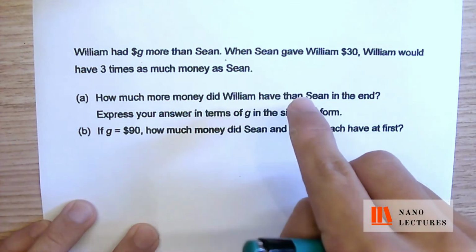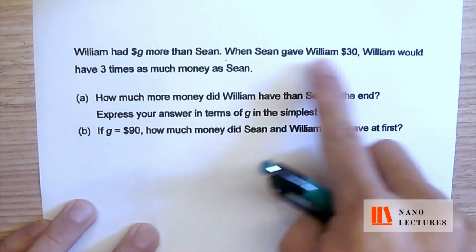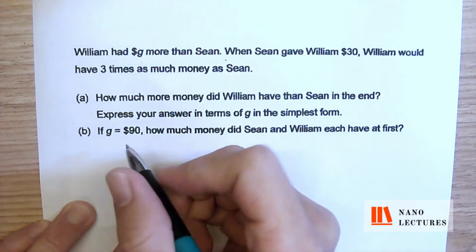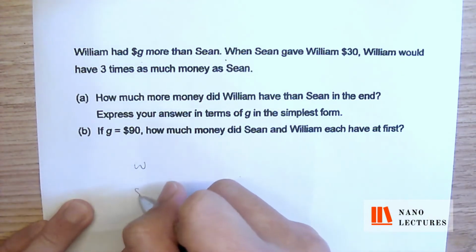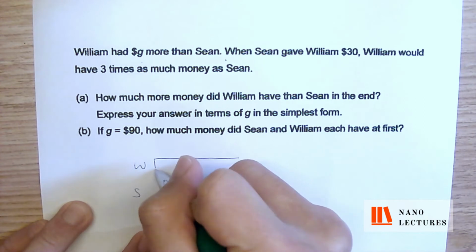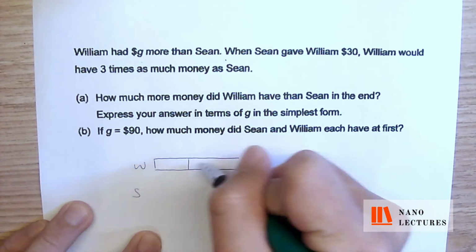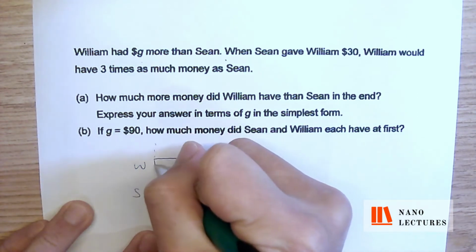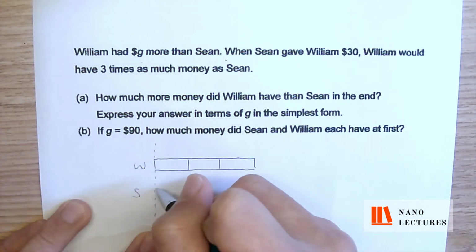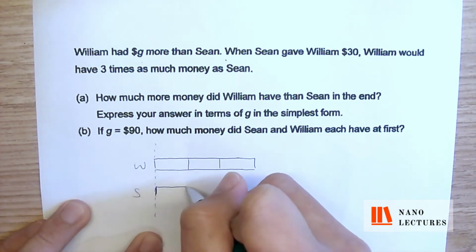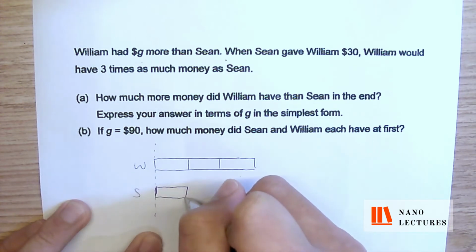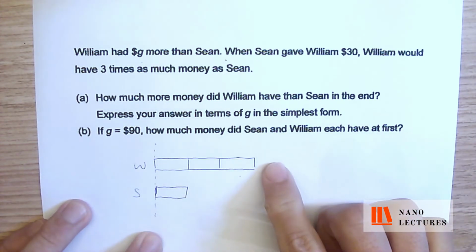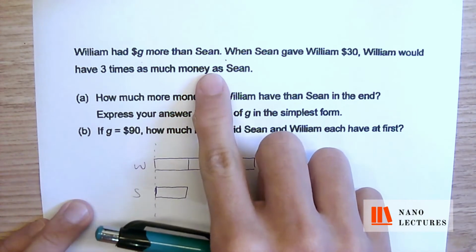The trick is always to draw the after first. Always draw this part first. So I'm going to draw this part first. William, Sean. William is 3 times as much as Sean. Remember the starting line. Draw the bar over here. So this is the after. After, William has 3 times as much money as Sean.